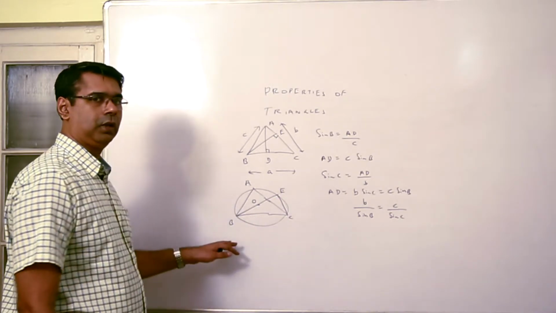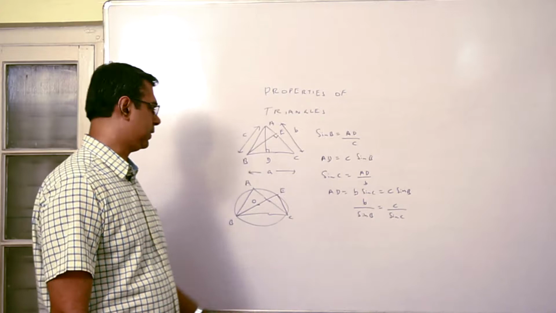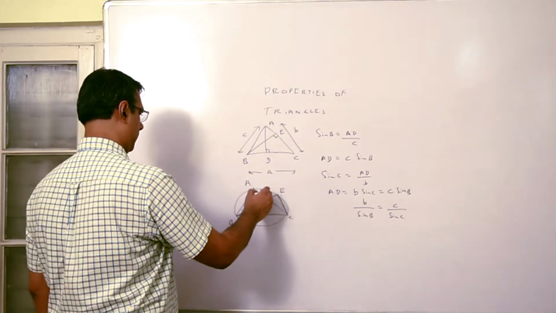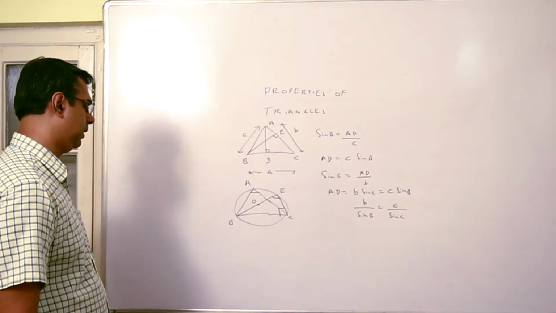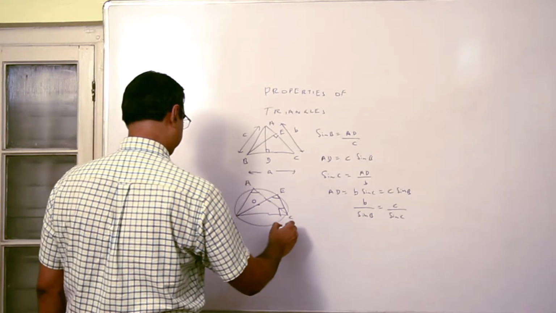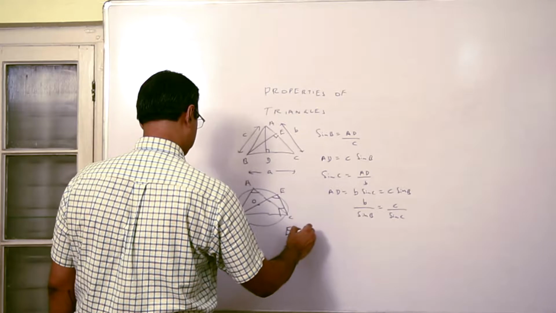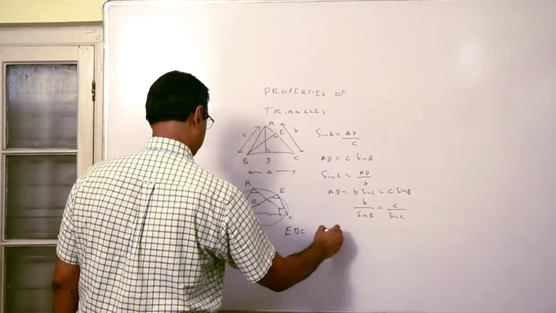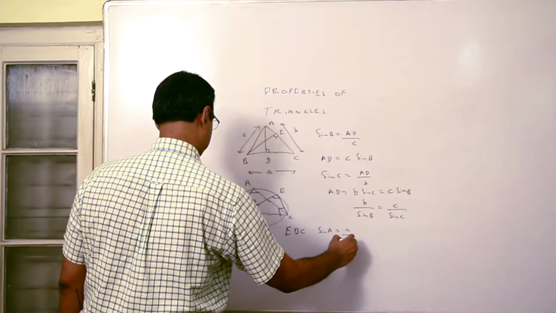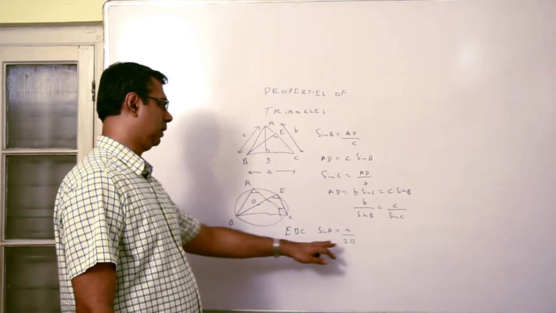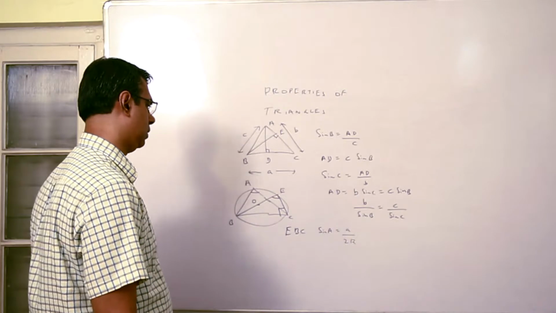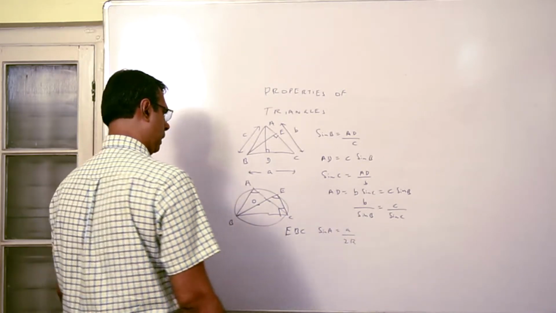Now you know from angle properties of class 10 that these two angles are equal, and you also know that the angle in a semicircle is 90. So this angle is 90. So in triangle ABC, you can say that sine A is equal to small a divided by the diameter. Let's say the radius is capital R, so the diameter will be 2R.